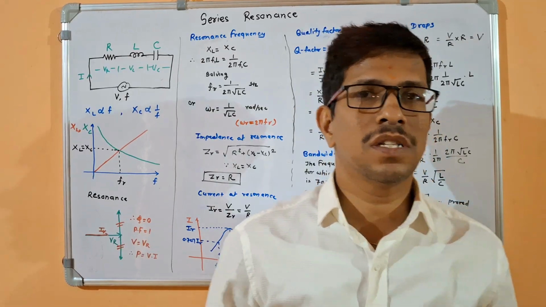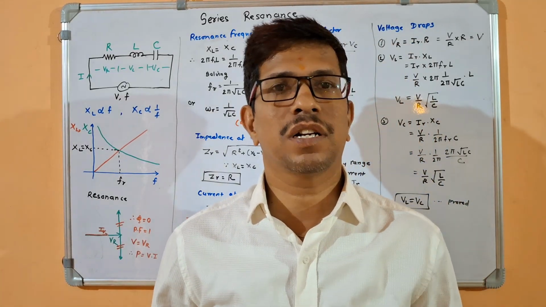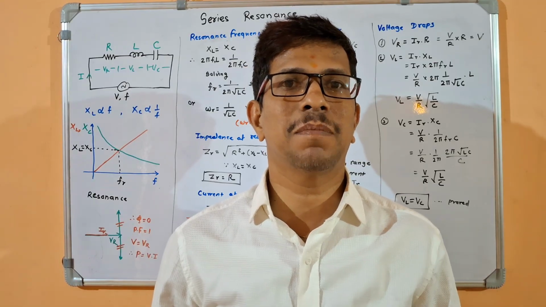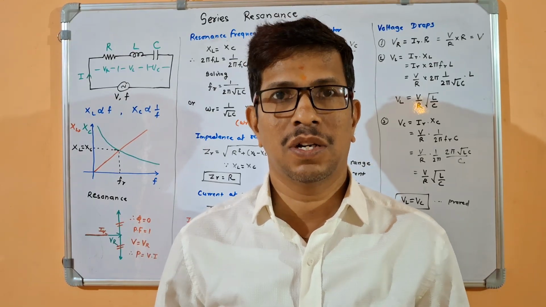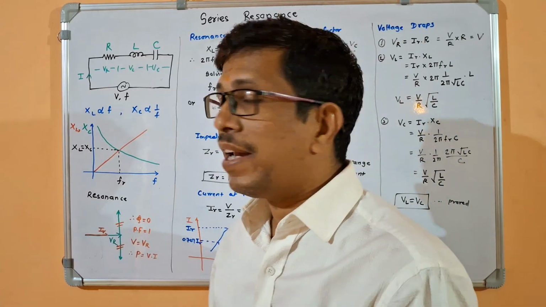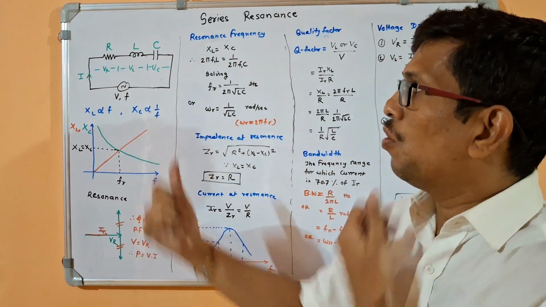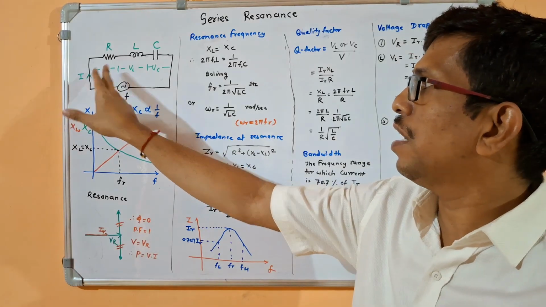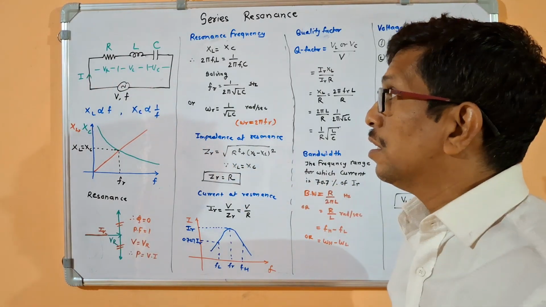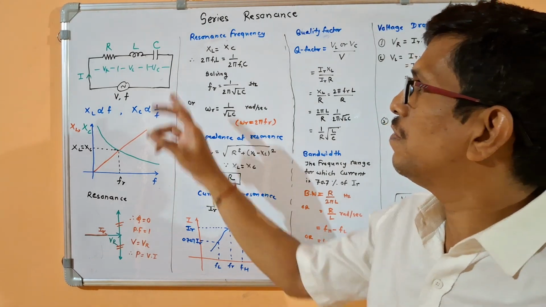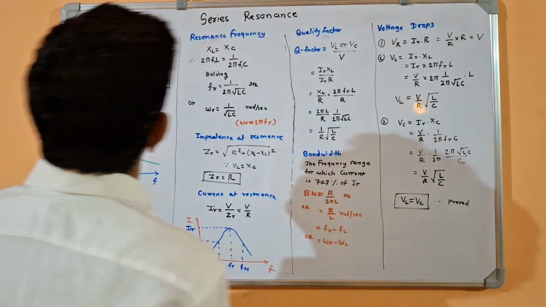Now what is resonance? Resonance is a particular condition. At that point we are extracting the maximum output from the given circuit. Okay, so now for RLC series circuit we are having R, L and C. The voltage drop across resistance is VR, voltage drop across inductor is VL and voltage drop across capacitor is VC. The current flowing is I.